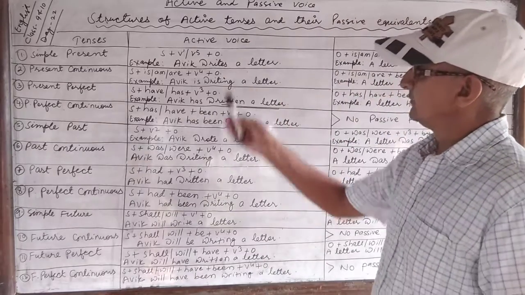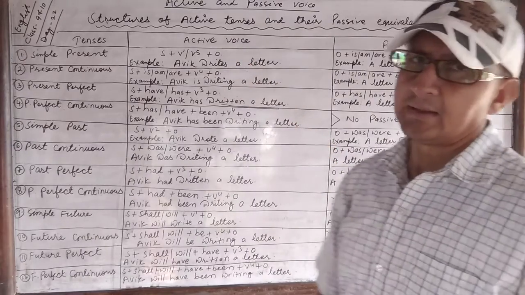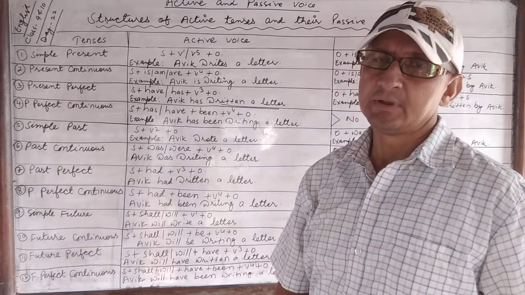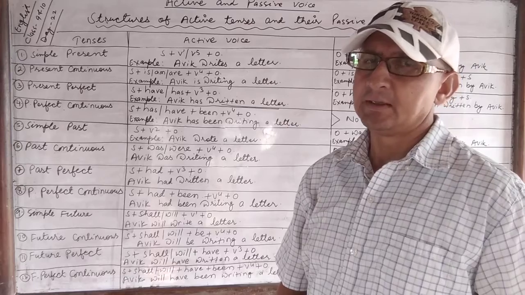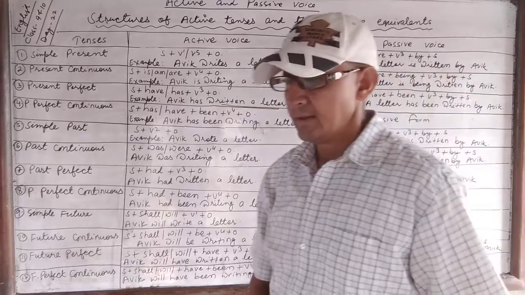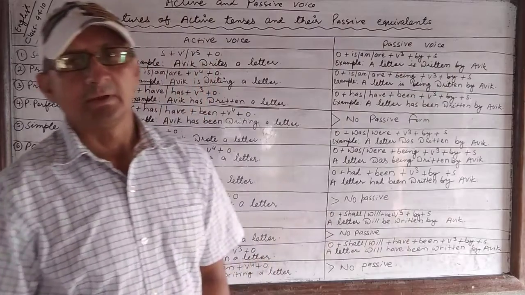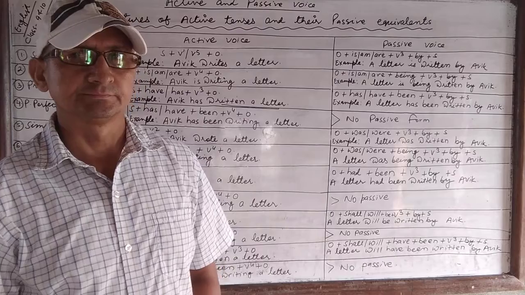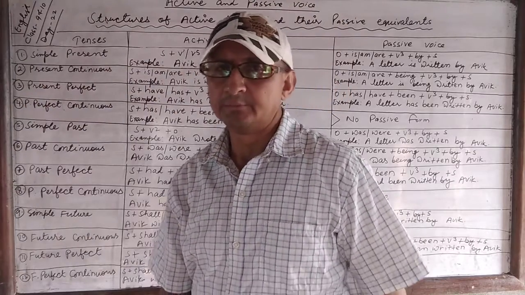In the second column, you'll see the active voice, the structure of active voice and an example of active voice. And in the third column, you'll see the passive voice, the passive structure and examples. Now let's discuss one by one.